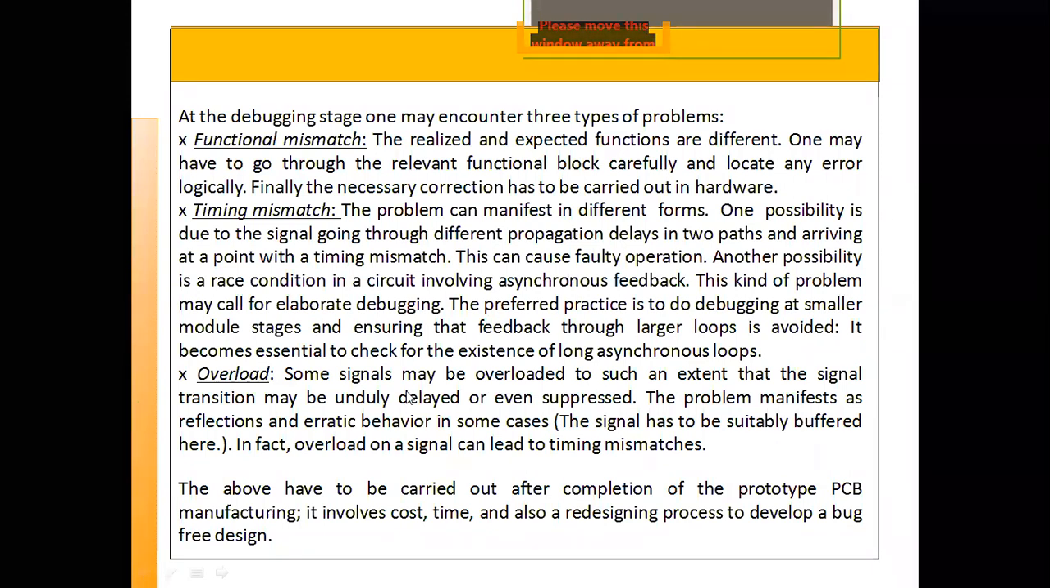So these things, the verification of functional mismatch, timing mismatch or overloading, can be identified only after designing the prototype PCB, and this generally involves cost, time, and a redesign process to develop a bug-free design, right? What we are doing here is identifying physical components and making connections to those, and identifying whether we are getting the proper required output or not.